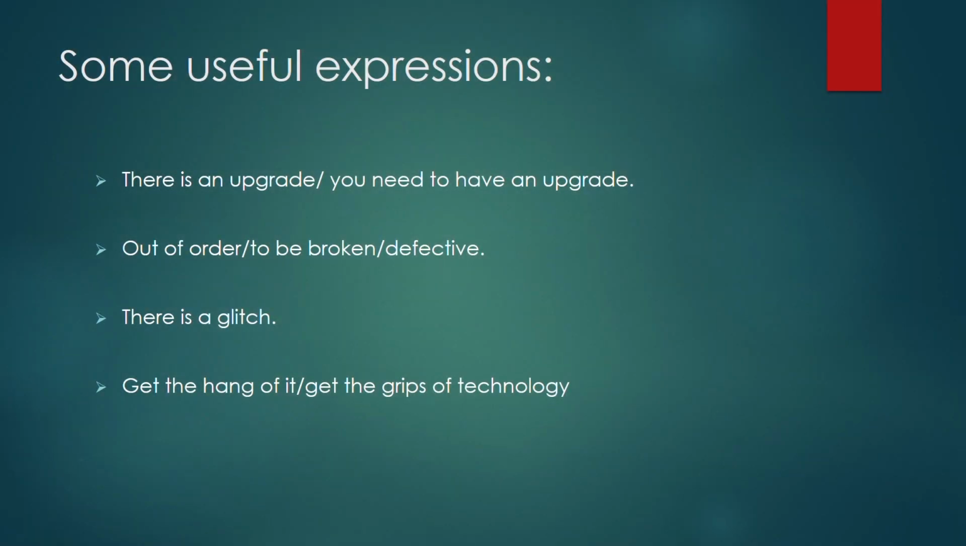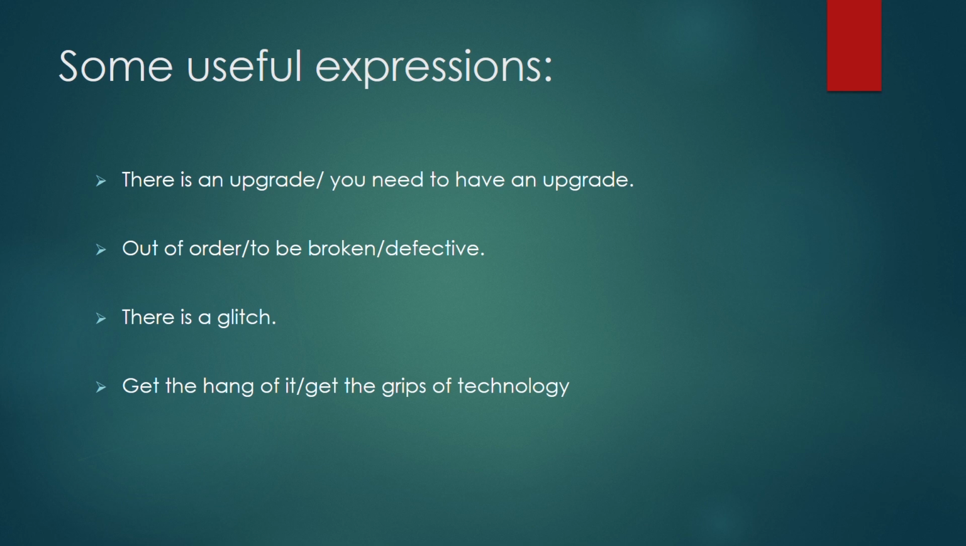And let's see some useful expressions. We have there is an upgrade. It means there is a newer version in the market. For example, if you have an old laptop, there are probably many upgrades. So you have many options. You have a lot of other more, let's say, state-of-the-art laptops to provide yourself with. You need to have an upgrade is the case when, for example, you have an old printer, your printer is bothering you, is making a funny sound, it's really slow, and this is really on your nerves. So you need to have an upgrade. You need to replace it with a newer one.